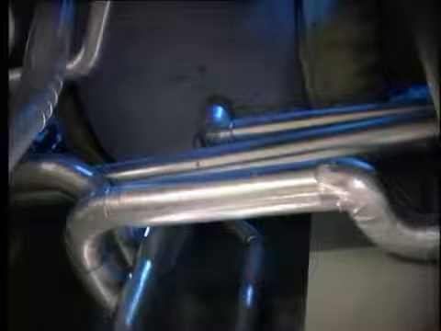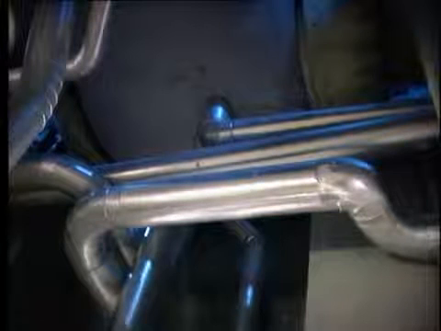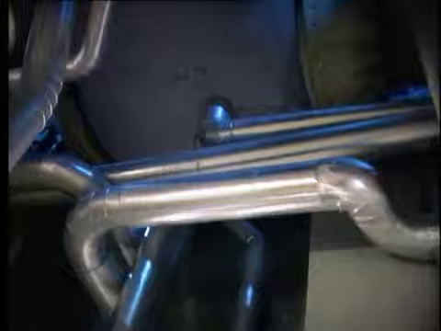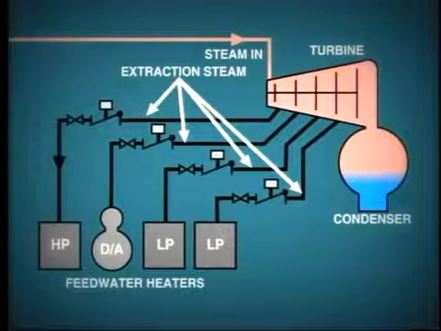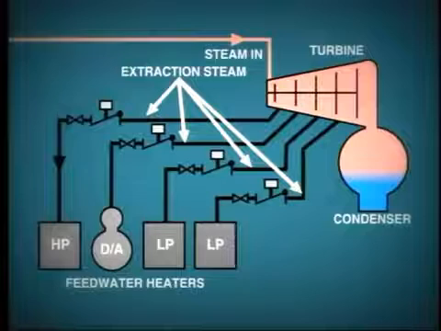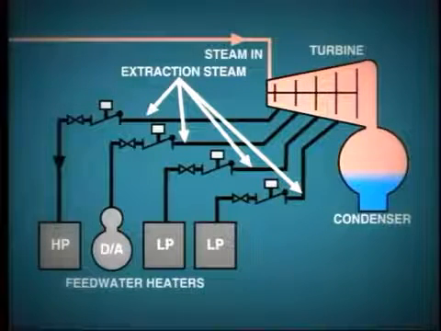Right, let us now move on to look at the extraction steam system. We have already mentioned that steam is extracted at various points along the turbine and used for feed water heating and perhaps for industrial process work. Here is a simplified arrangement where we show just 4 stages of feed water heating and therefore 4 extraction lines only.